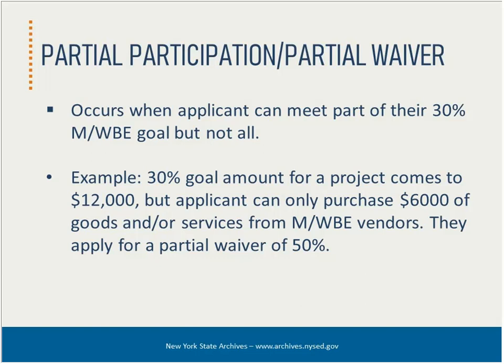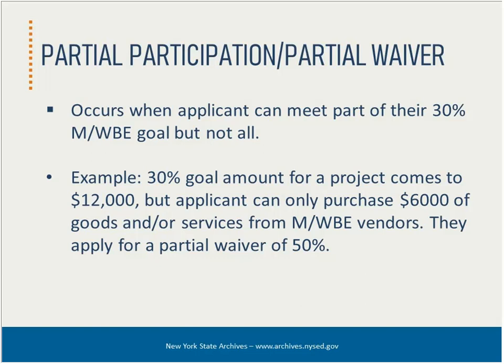In this case, you would file for a partial participation, partial waiver request. In the example in the slide, the 30% MWBE goal adds up to $12,000. Remember, that is 30% of your total discretionary budget, excluding personal services and preferred source services. In this example, you can only find certified MWBE vendors to purchase $6,000 worth of goods and/or services, which adds up to only half of your 30% goal. Thus, you file for partial participation, partial waiver.